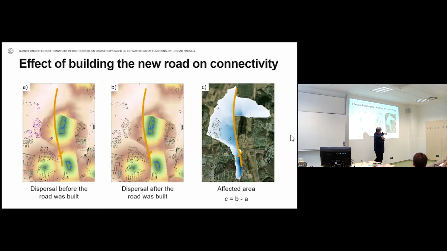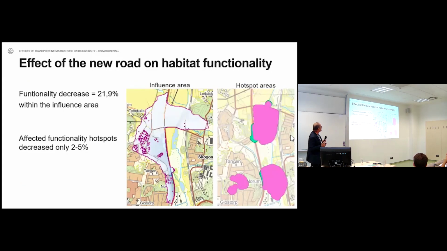And then you find this area is like an influence area. The road makes this influence. And you can notice something here too. Here a big decrease in dispersal probability happened on another road which was existing before this road was built. And that was due to the traffic change. The traffic change will increase on that road. And that is a good way of finding these effects.